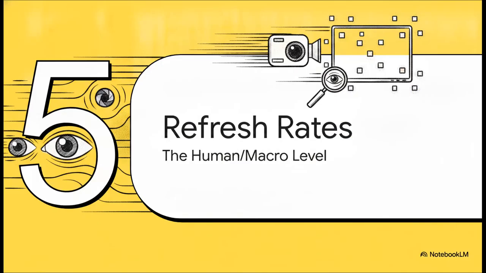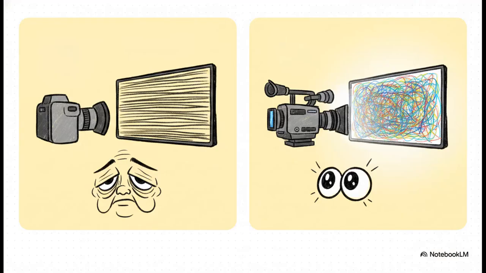And finally, Section 5, refresh rates and performance at the human and macro level. So, the refresh rate is just how many times per second the screen updates and redraws its image. A basic screen might refresh 300 to 1,000 times a second. That's totally fine for a static billboard, but for video, it causes eye fatigue, motion blur, and if you point a camera at it, you're going to see those really ugly black scanning lines.